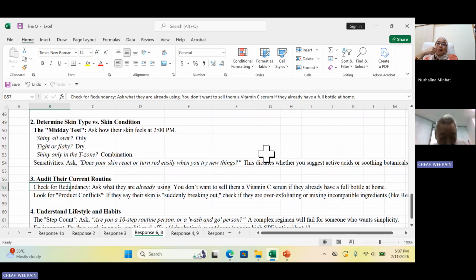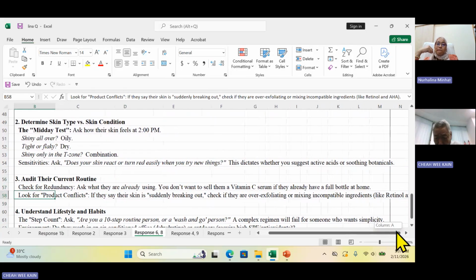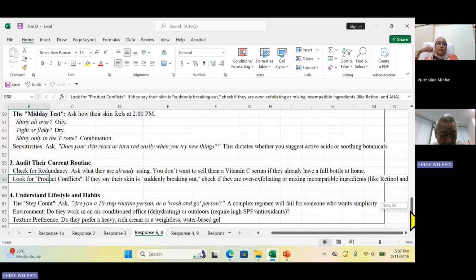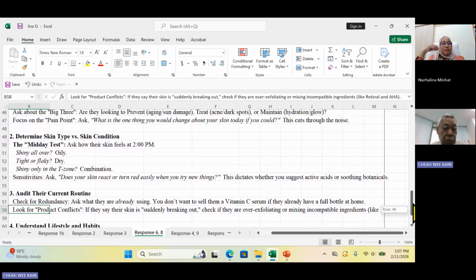Look for product conflict. If they say their skin is breaking out, check if they're over-exfoliating or mixing products. Then lifestyle habit, step count. Are you a 10-step routine or wash-and-go person? This may be important. Environment: do they work in an aircon office, causing dehydration, or outdoors, requiring higher SPF? Must be 7, I think my wife says. Texture preference: they prefer rich, creamy, weightless, water-based, whatever. These are some of the things you need to know about what they want to buy.